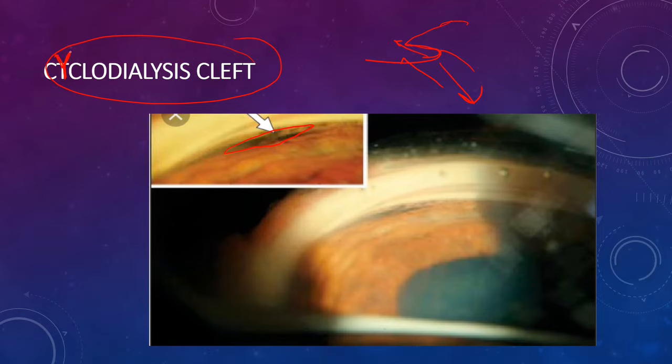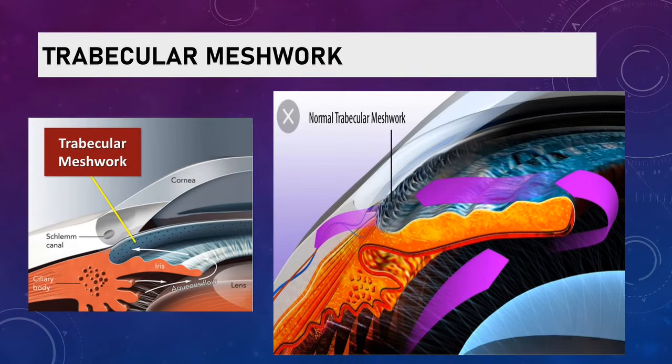Now, contrary to the angle recession, what happens in cyclodialysis cleft is that there will be more filtration and more space for the aqueous to leave the eye, and since more aqueous humor is leaving the eye, the IOP will go down. Therefore in cyclodialysis cleft, unlike the angle recession glaucoma, we will have decreased IOP and we will actually have hypotony. Now let us talk about the trabecular meshwork.